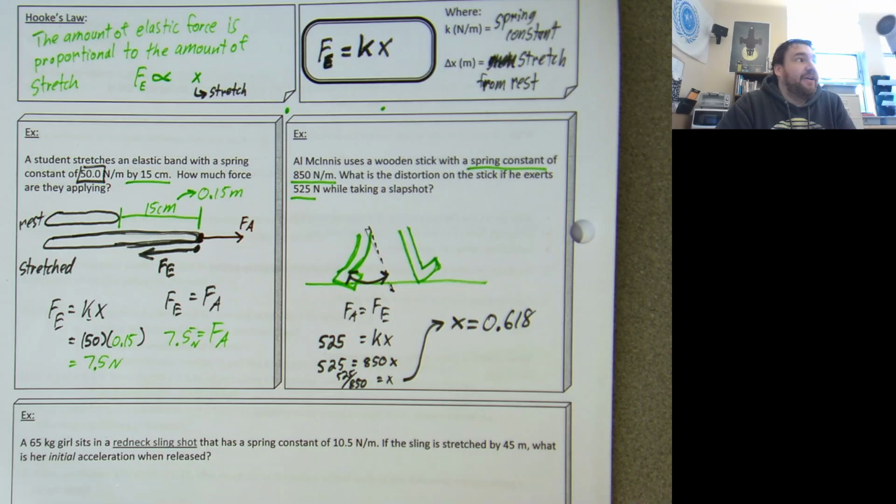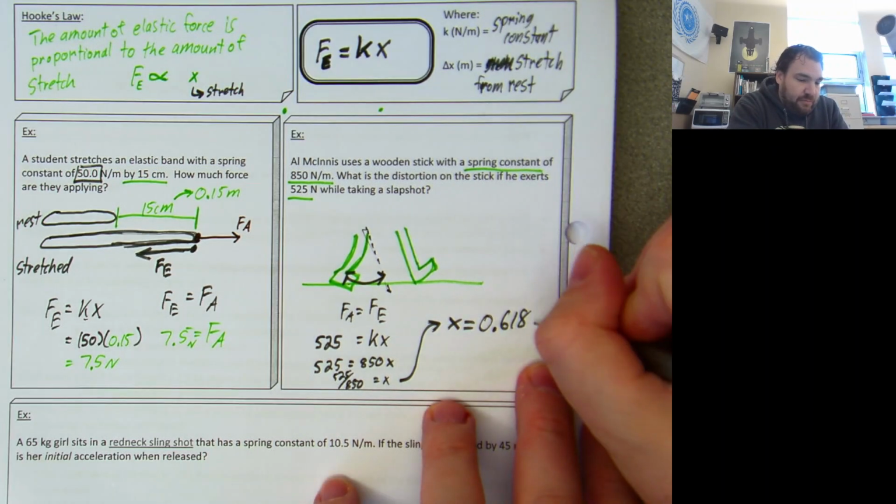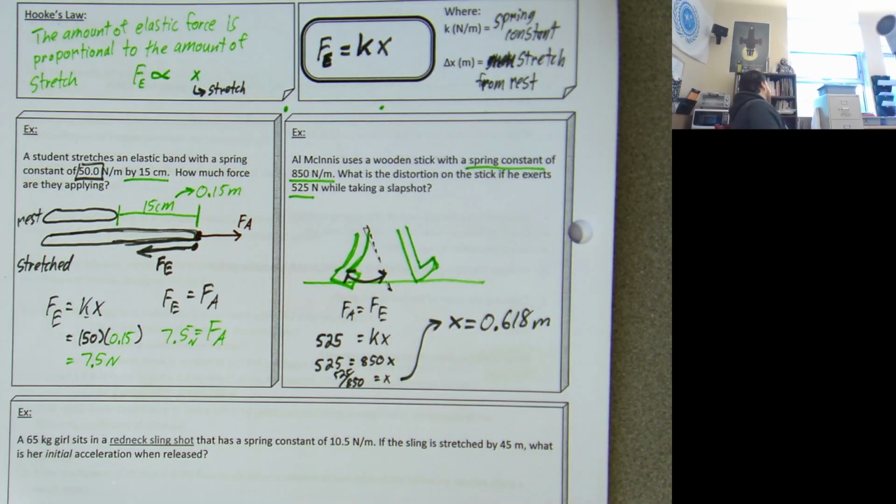What are the units on that value? Meters. What that means is, what Al MacInnis was able to do, let's pretend that this is his hockey stick. What he was able to do is, if this is his hockey stick being held here, Lachlan, I would like you to try. 0.618 meters is 61.8 centimeters.